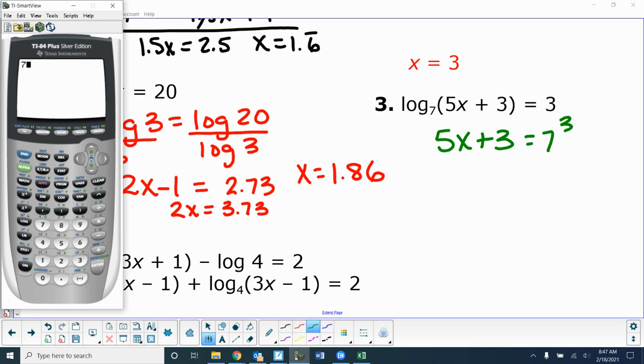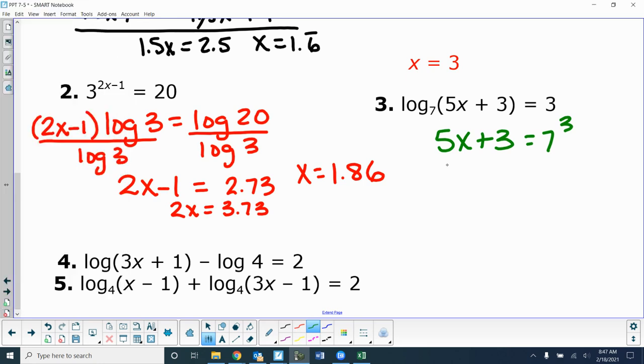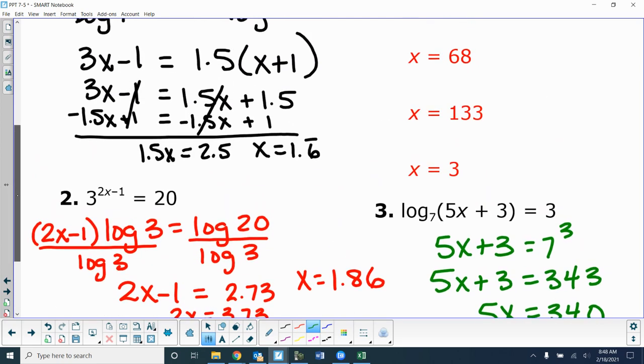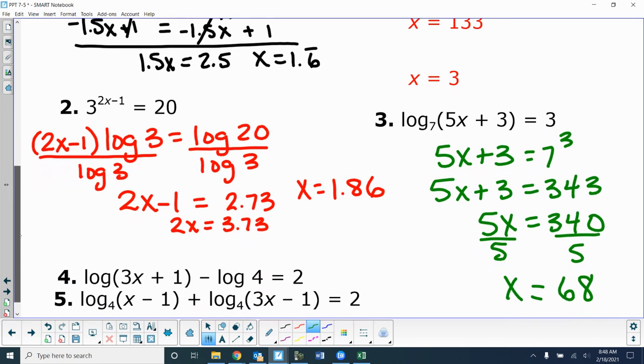So 7 cubed is 343. All right, so subtract 3, that's 340. And then divide by 5. So 5 goes into 34 6 times, and 8, 68. Yeah, 68.